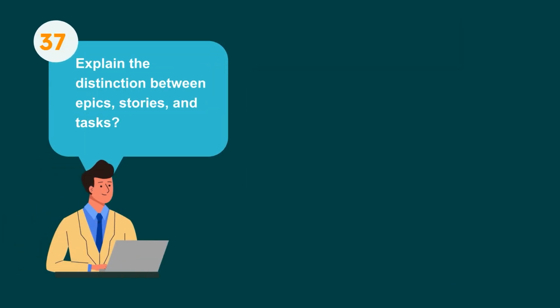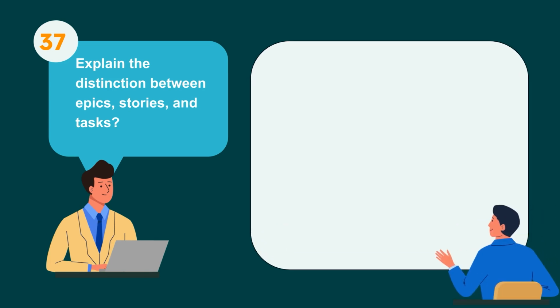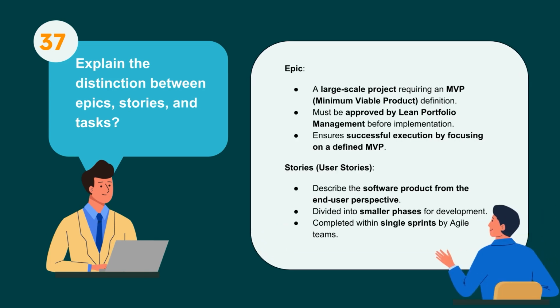37. Explain the distinction between epics, stories, and tasks. Epic. An epic is a project that requires the definition of a minimum viable product, MVP, and approval by lean portfolio management before implementation. Because they have such large scope, it is necessary to define an MVP for this type of project to ensure its success.